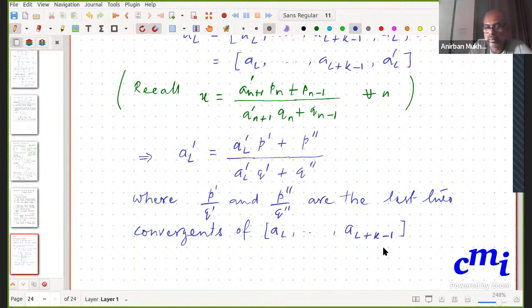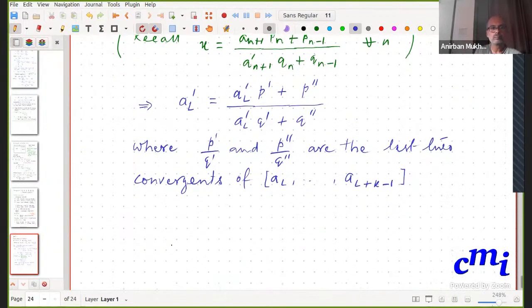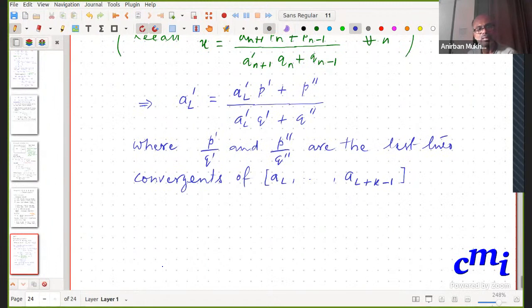a_l dash is not an integer because it's a complete quotient. Complete quotients are not necessarily integers. Most of the time they are not, but all the others are integers. So we have this. Now what we have here is an equation in a_l dash. So let's start from here. Let's just give it a name.